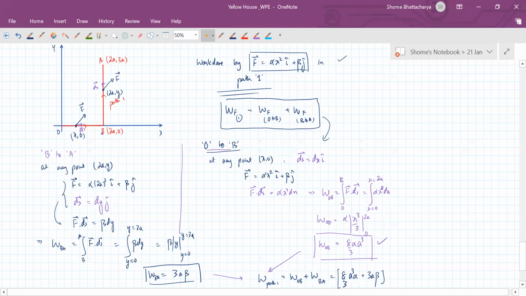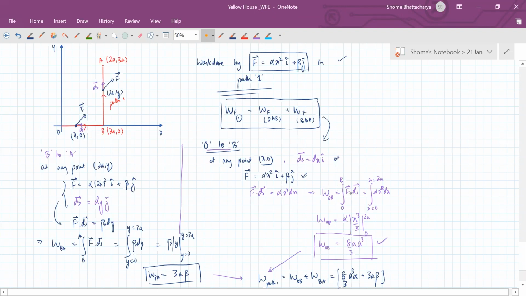Now, while going from O to B, at any general point on the x-axis, like this, substitute the values of the coordinates in the formula of the force. This is the value of the force over here. And the displacement is along the x-axis, so it is just dx i cap. So F dot ds becomes the dot product of these two things. So that's how we get this.